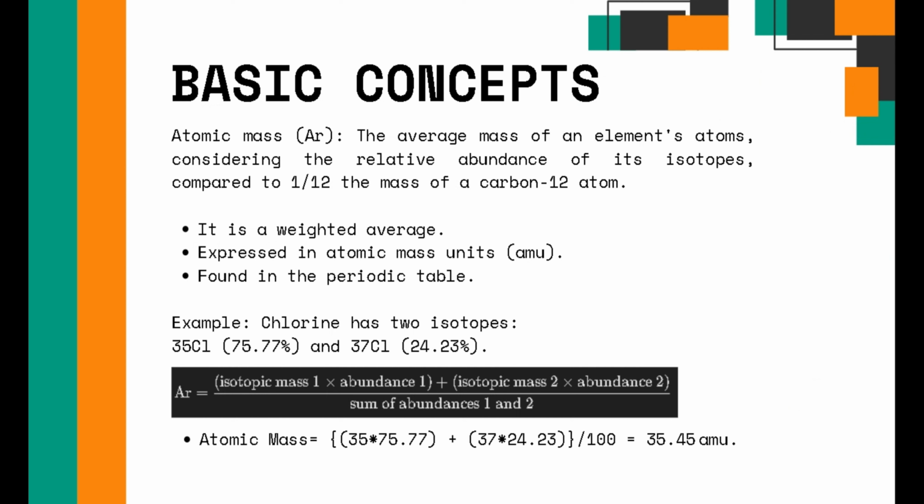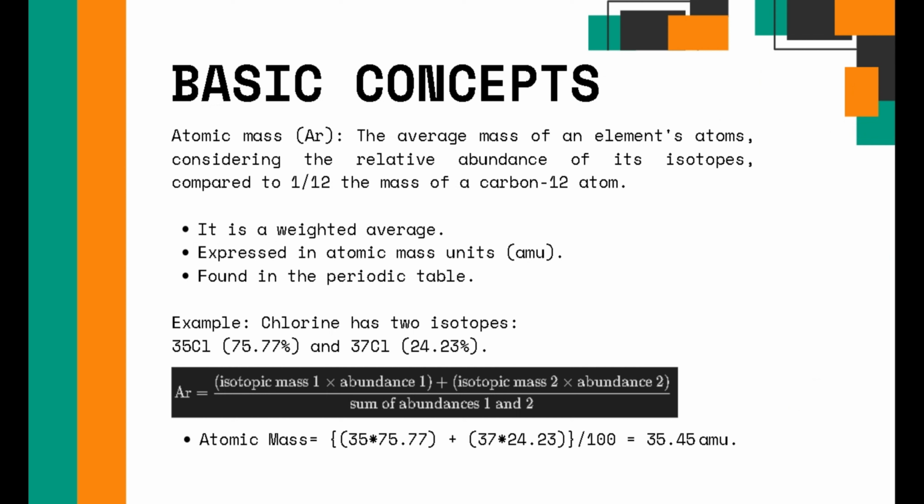table for all elements. If you remember from the previous video, I had explained about isotopes and mass number of an element. Quick recap: isotopes are atoms of the same element, which means they have the same proton number but different neutron numbers. Mass number is the number of protons plus the number of neutrons. Here's an example. We have chlorine 35 with an abundance of 75.77% and chlorine 37 with an abundance of 24.23%.